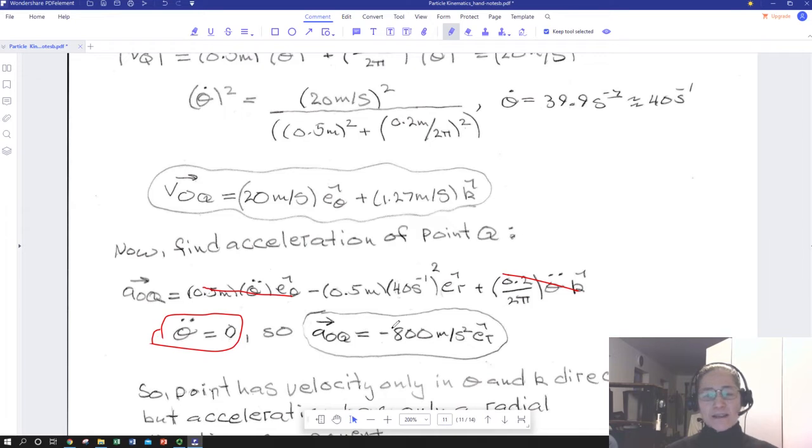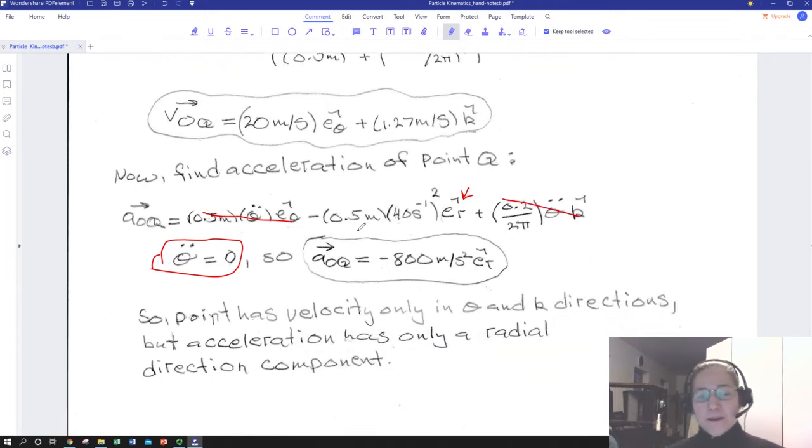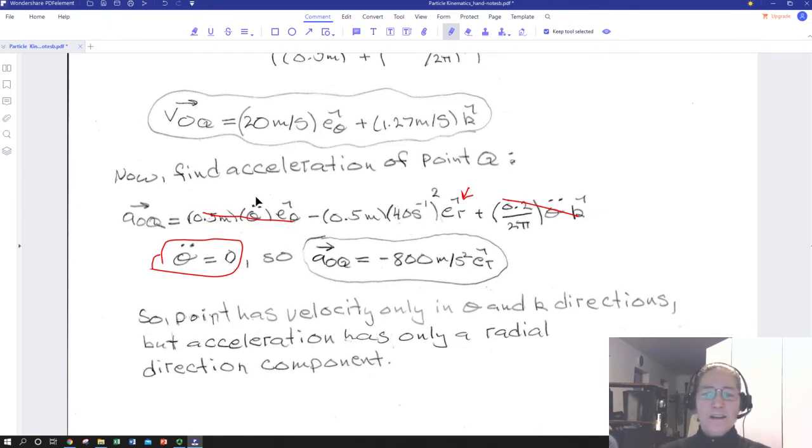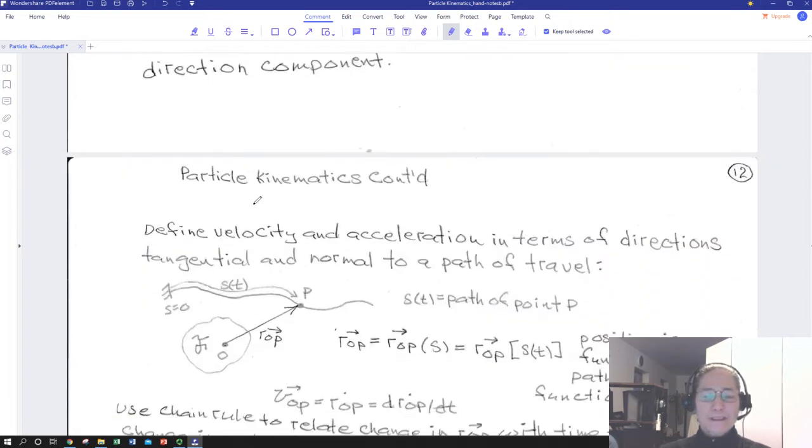And so the acceleration is all in the r direction. That's all we have. We just have acceleration in the radial direction, keeping it going basically in a circle. So while it has velocity in the theta and k directions, it only has acceleration in the radial direction. So moving around on that helix, that helical path.